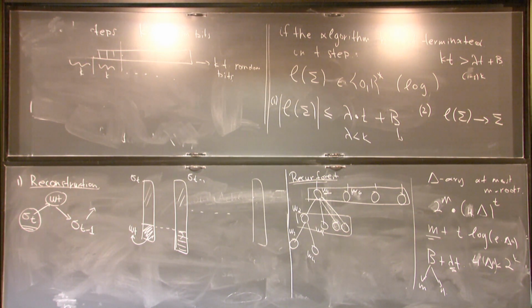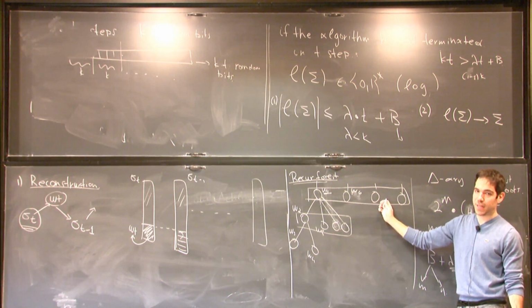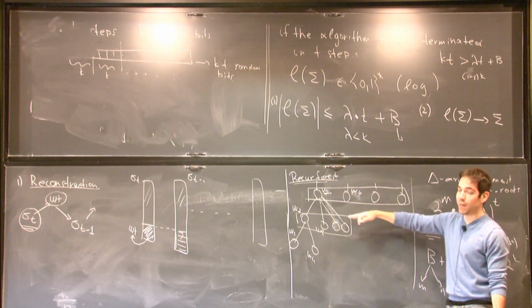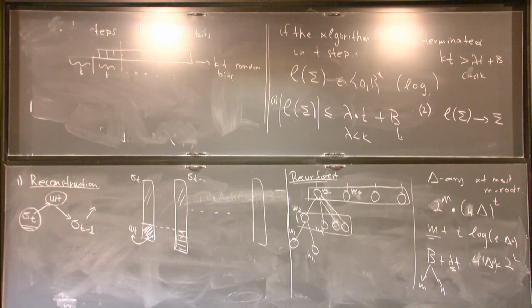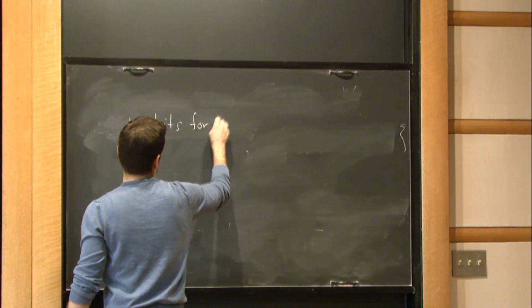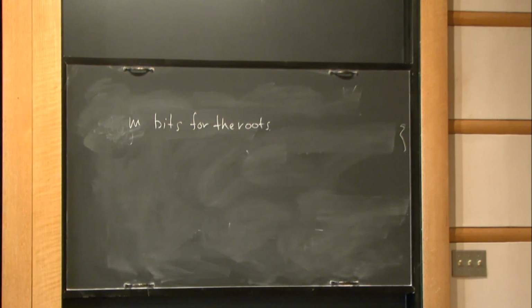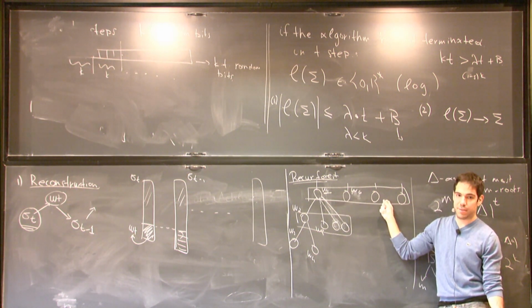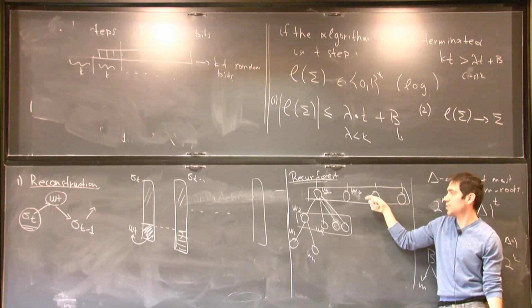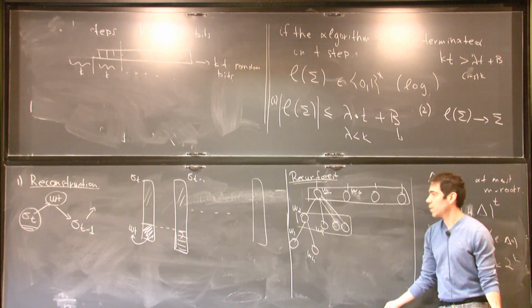So I'm claiming that you need m bits to encode the roots. Why is that? The roots here are a subset of the clauses, and there are no repetitions. So there are at most 2 to the m possible subsets, so I need m bits to encode it.